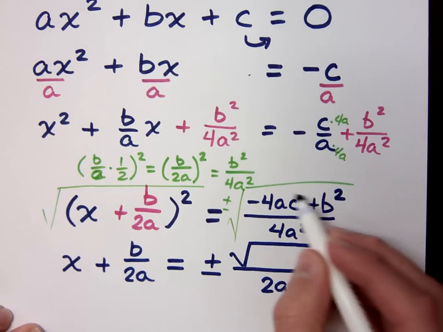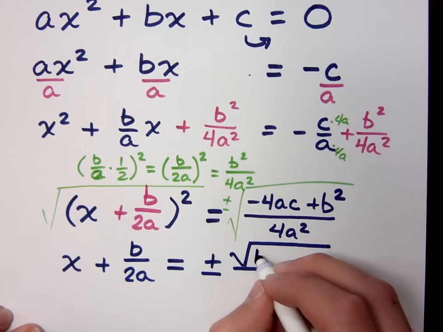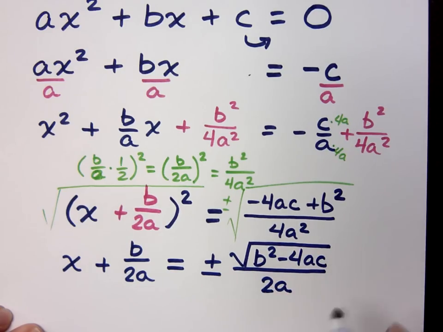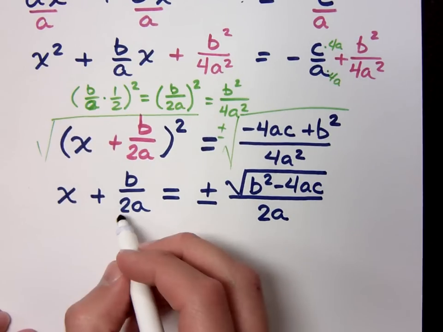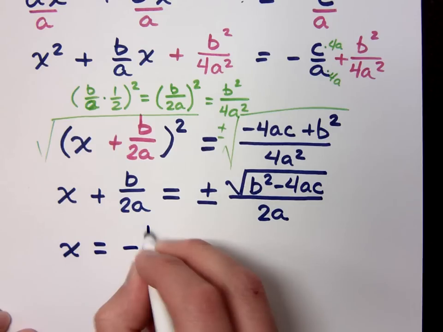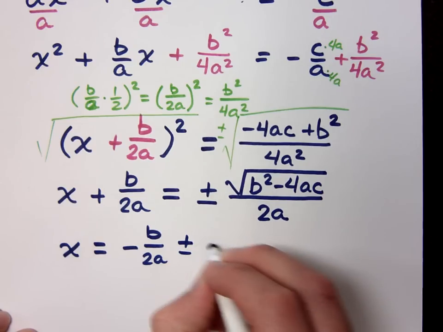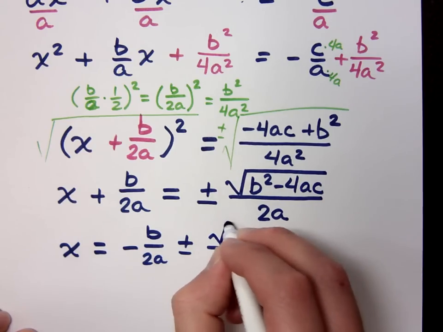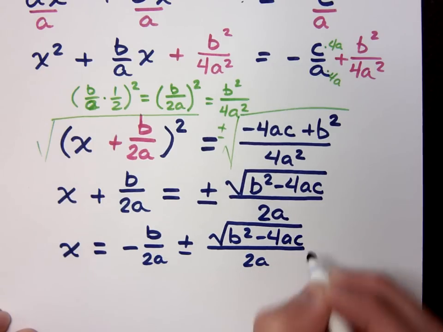So I'm going to leave it just the way it is, minus 4ac plus b squared, but I'm actually going to rewrite those terms, so that's b squared minus 4ac. And then I'm going to move this term to the other side. So x is equal to, that's going to become a negative b over 2a plus or minus, this is over 2a, and there's my square root, b squared minus 4ac.